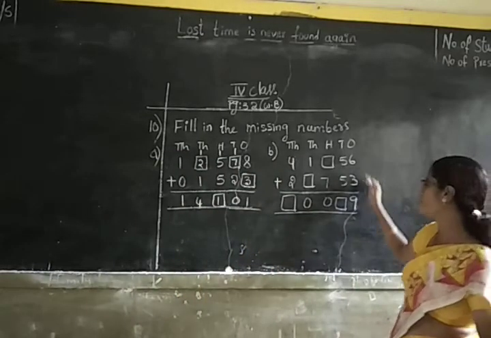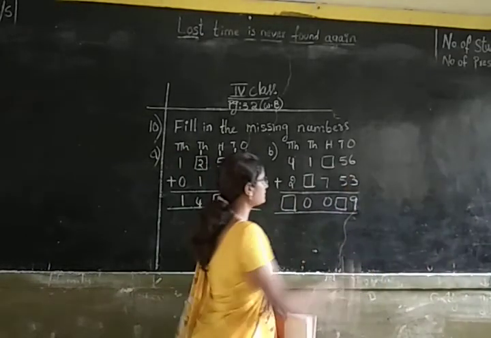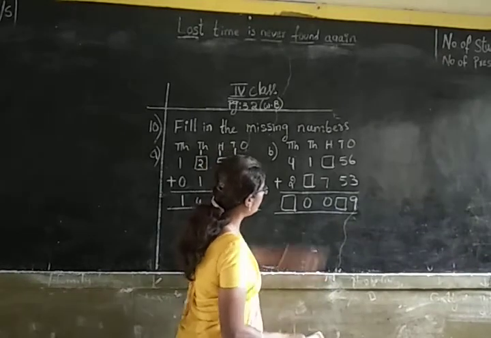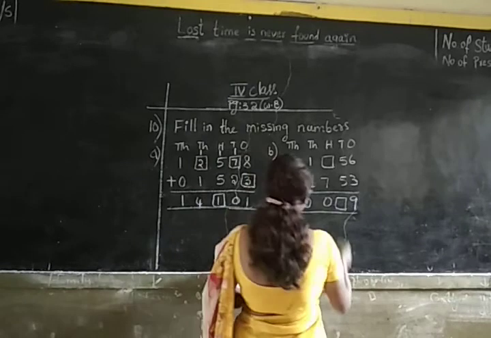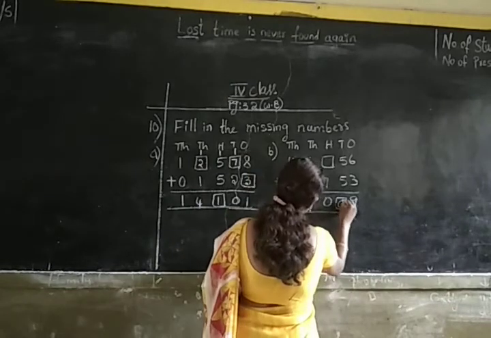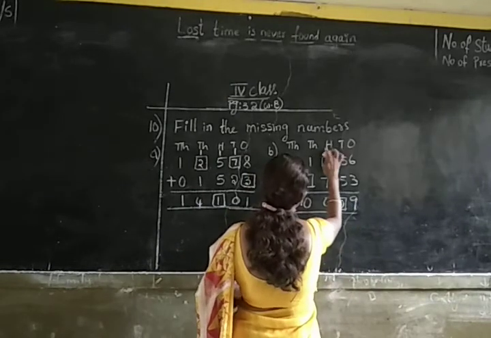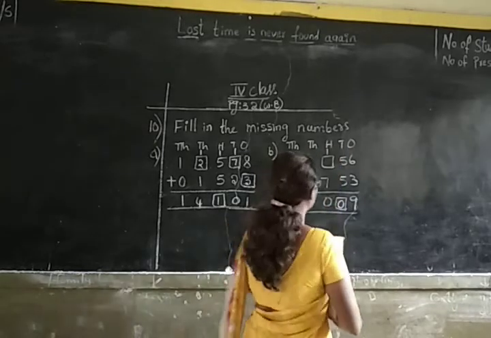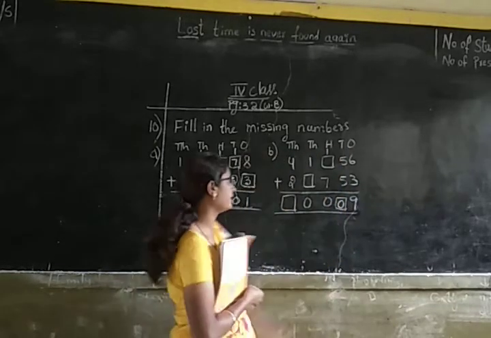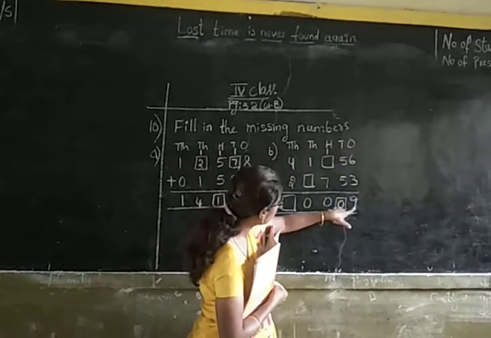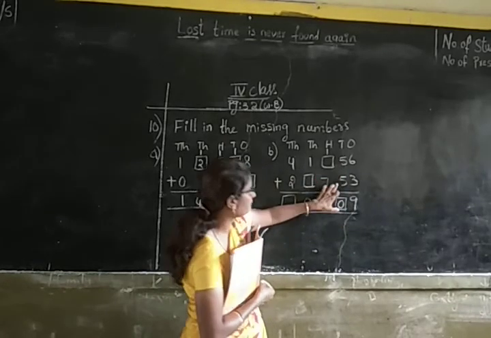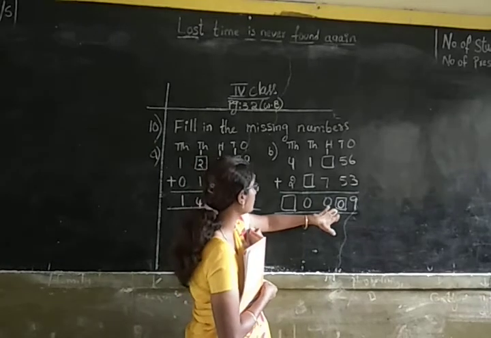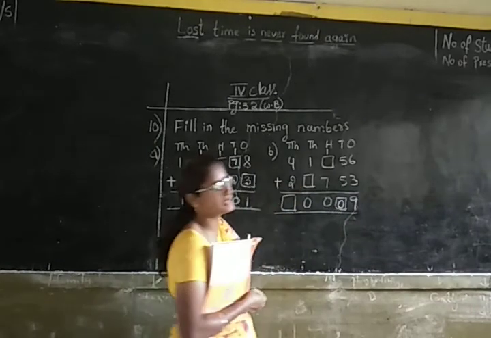Here 6 plus 3 is 9 and 5 plus 5 is how much? 5 plus 5 is 10. So you have to put 0 here and carry away 1 to the next place. Did you understand children? 6 plus 3 is 9. If you go to the next place, 5 plus 5 is 10. So you have to put 0 in here and carry away 1 to the next place.